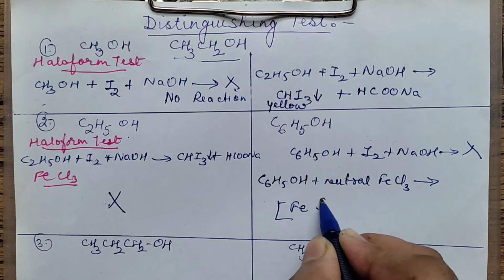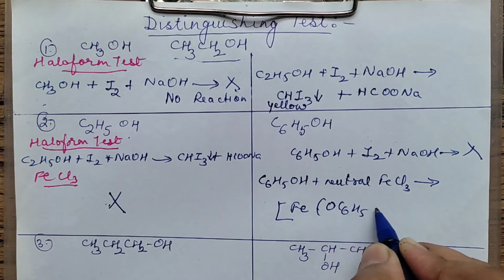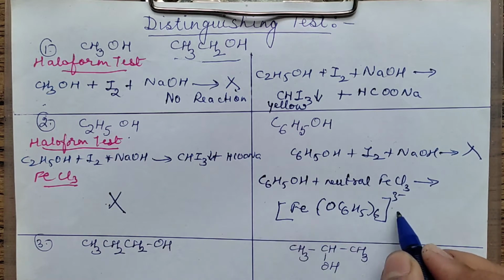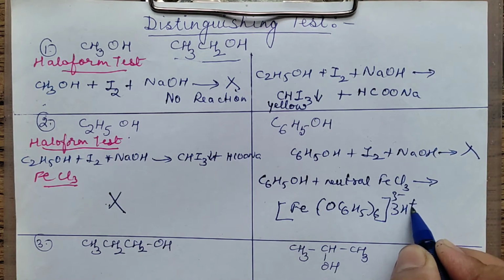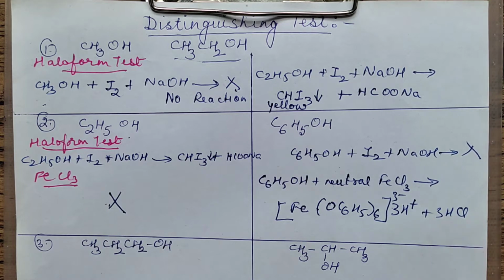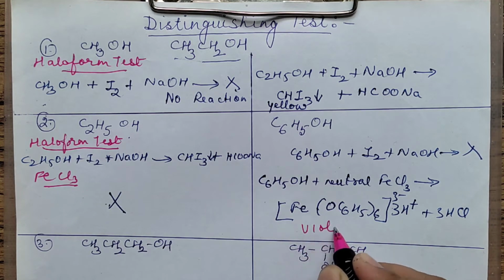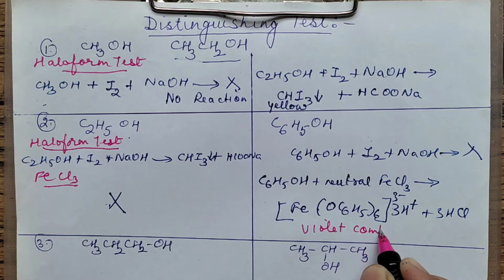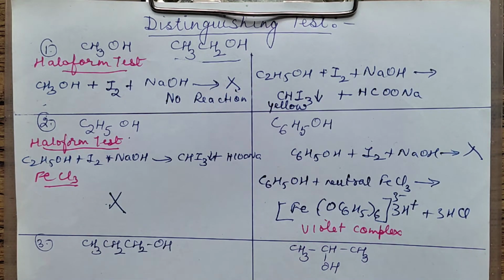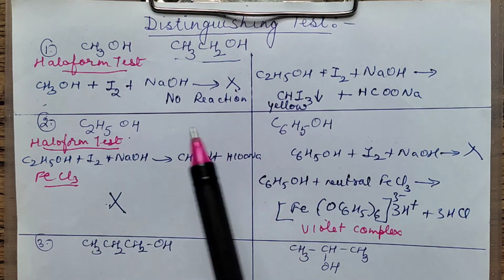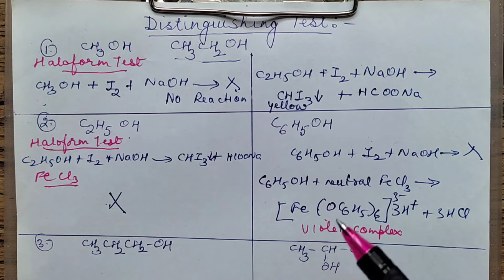It is Fe and O, C6H5 taken 6 times, 3 minus, either H3 you can write here, or sometimes you will find like this also, plus 3HCl. So what is the color? This is violet color complex. It is violet complex which is obtained with phenol, which is not given by ethyl alcohol. So for ethyl alcohol you will remember one standard test, that is haloform test. Not always, in case it is with some alcohol. With the phenol you can remember this, or you will write down ferric chloride test.